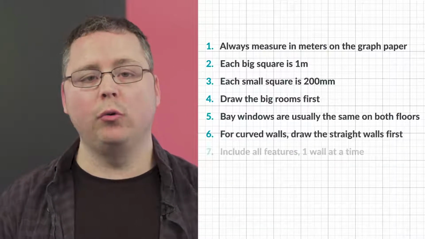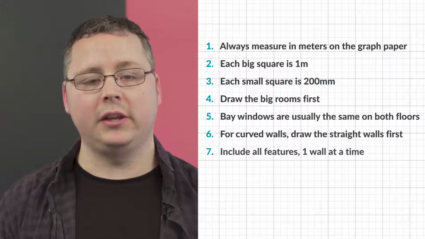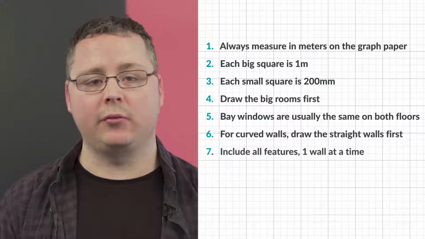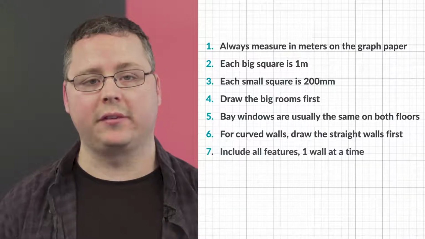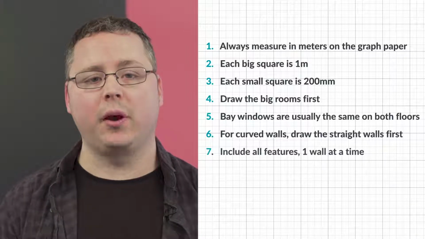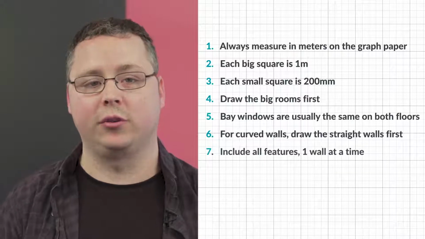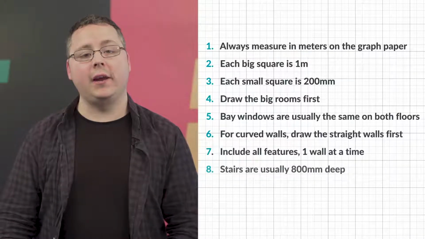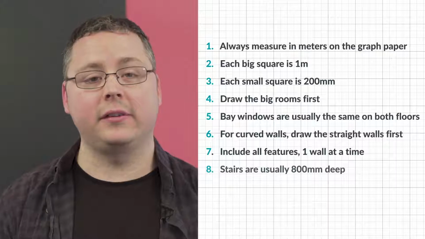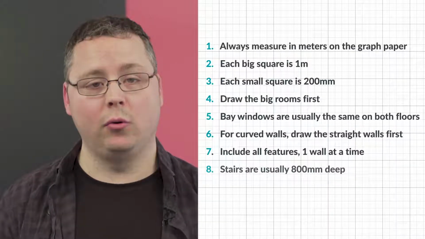Make sure you include all the important features of the property on the sketch. This includes kitchen and bathroom utilities, as well as windows, doors, and fireplaces. It is really important to include all these features on the sketch as it helps a buyer feel like they are living in the home because they know what they can and can't do in each room. Stairs are usually 800mm deep. This is the standard size for stairs in a property, and it is usually half the size of the hallway.